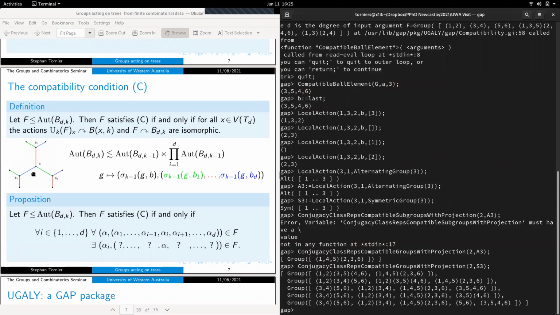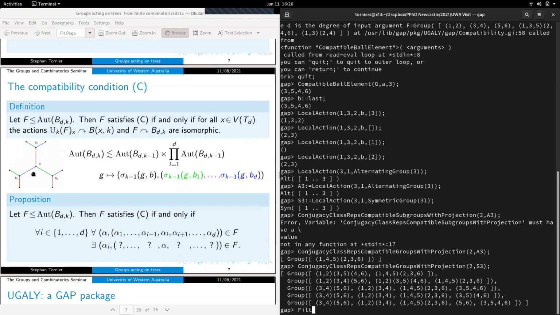this condition C. And if you're familiar with Weiss's conjecture, for example, which states that there are only finitely many conjugacy classes of locally primitive vertex-transitive discrete groups, you can find some examples here.